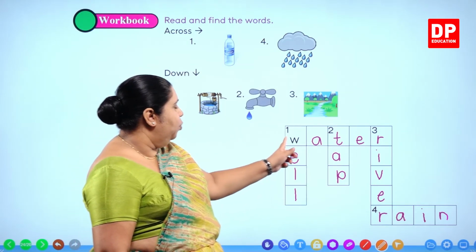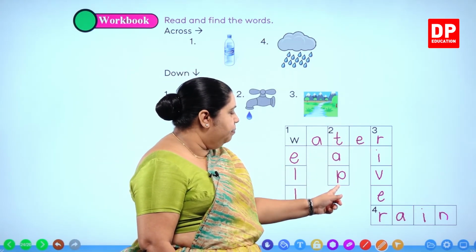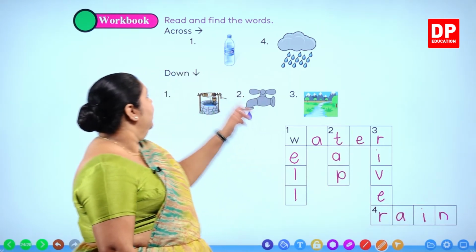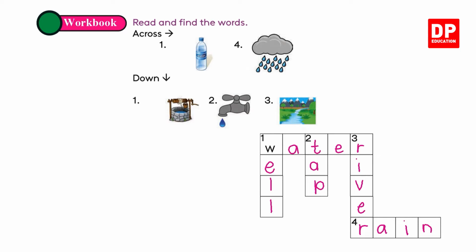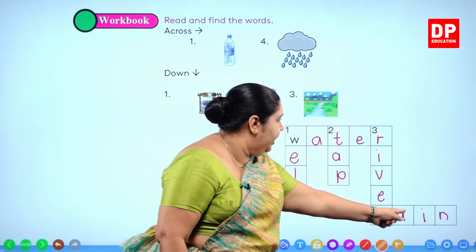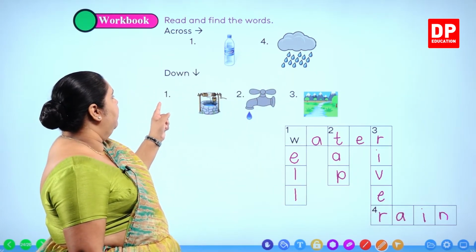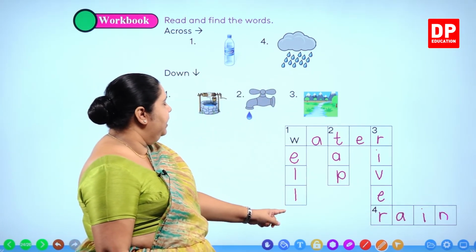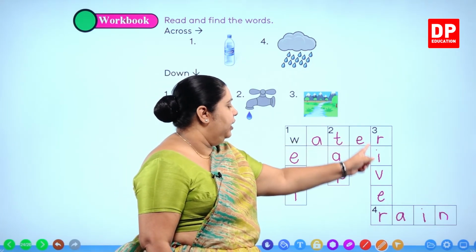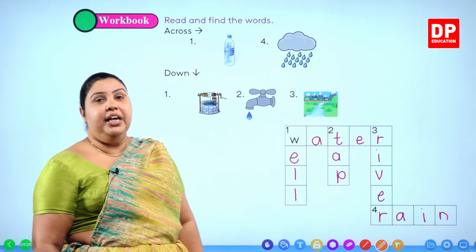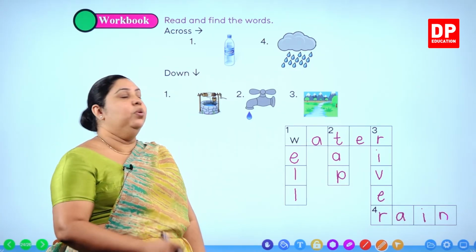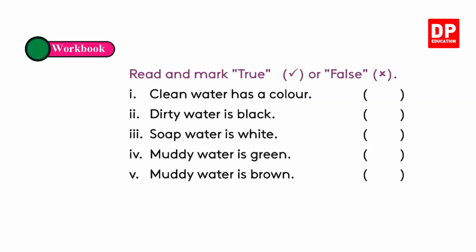Well, water, tap, river, rain. Okay? Now the words across is the first one, water. Number 4, rain. Then number 1 down should be well. Number 2 down is tap. Number 3 down is river. Okay? Now we have to move on to our next page. Now the workbook will have this activity as well.